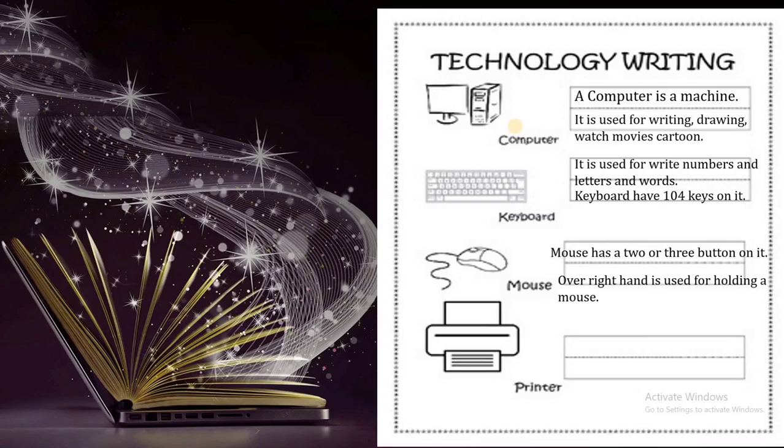mouse. The last picture is a printer. And what is the use of a printer? It is used to print on paper. It is a hardware device connected to the CPU box.